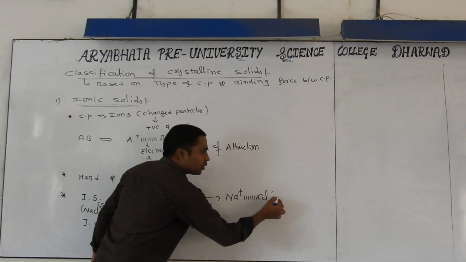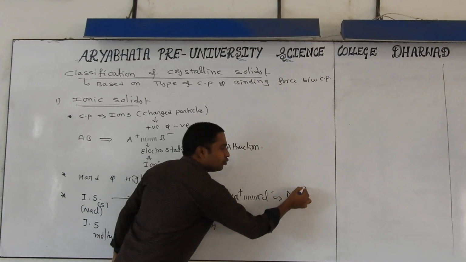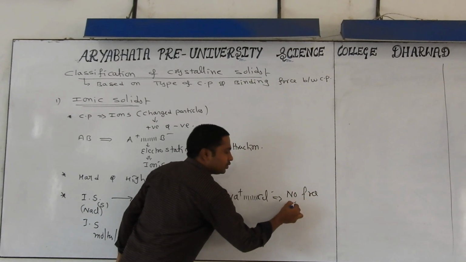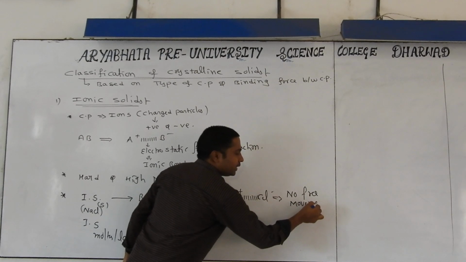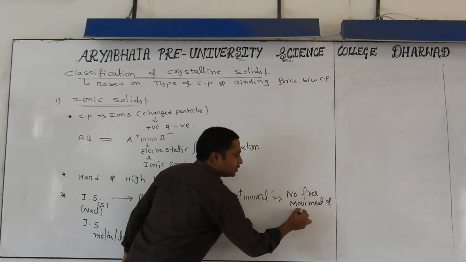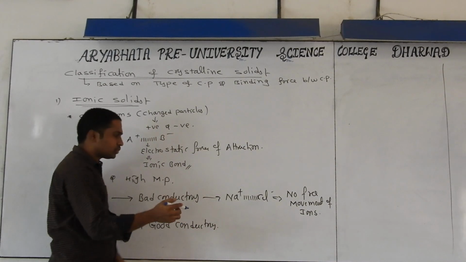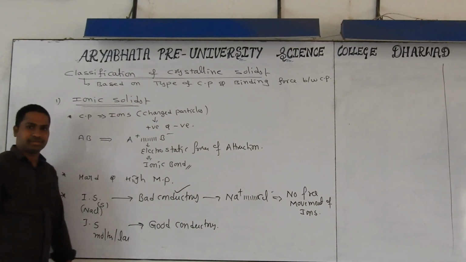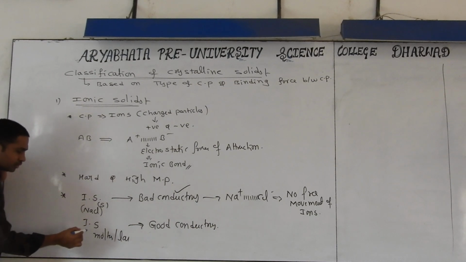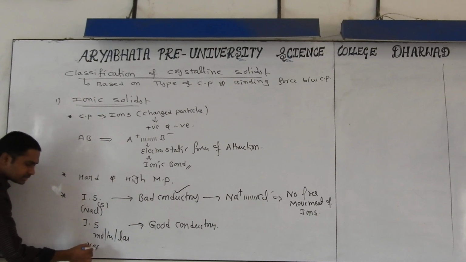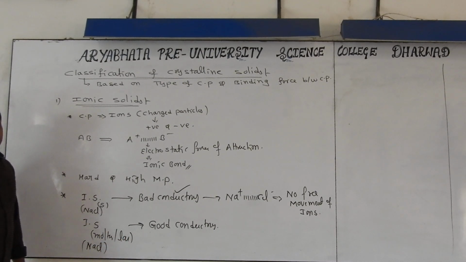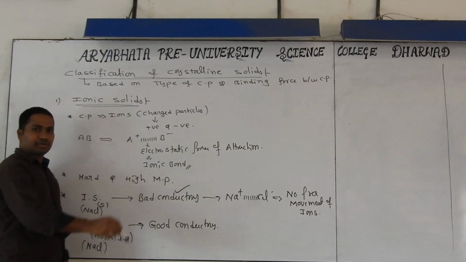Due to this, what happens? No free movement of ions. There is no movement of ions, so there is no chance to carry energy. That's why they act as bad conductors. But if you take the same NaCl, either in molten or liquid state, what happens? They act as good conductors.